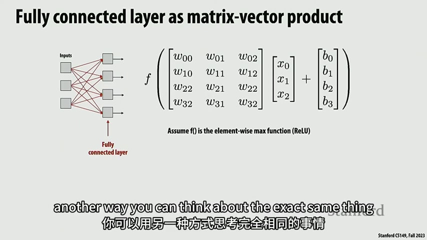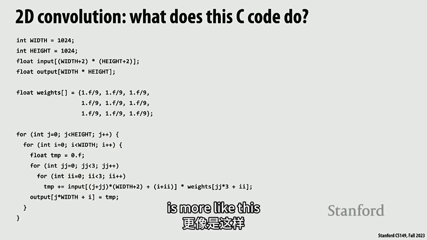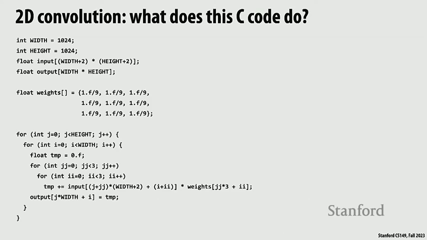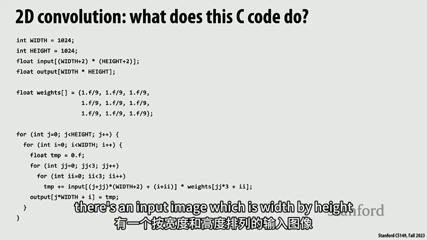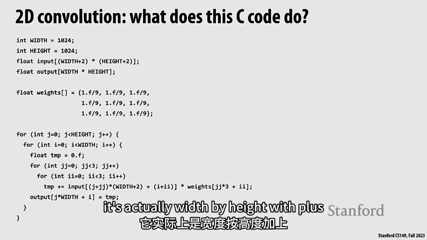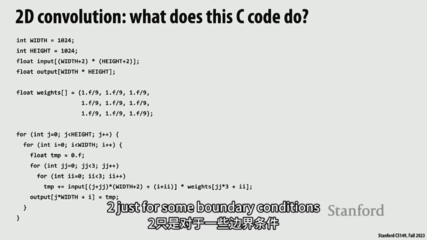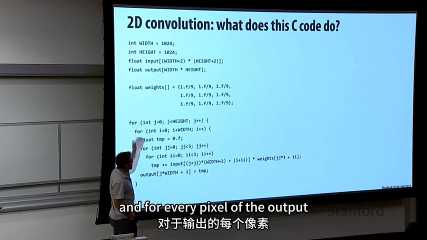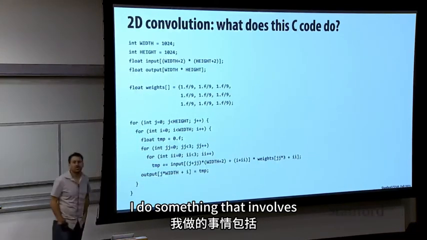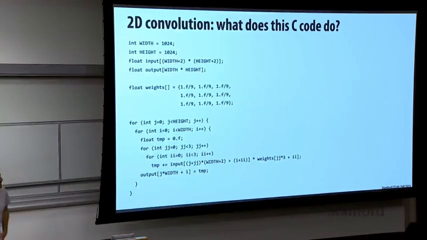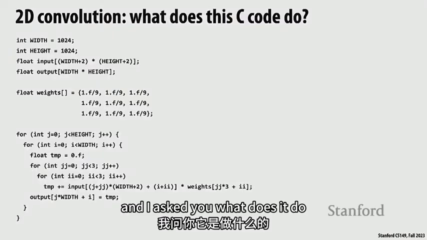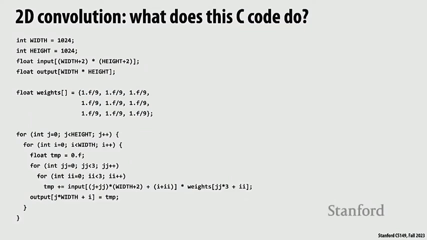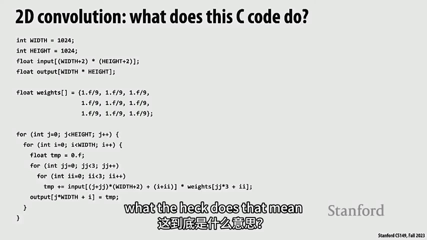Another way you can think about the exact same thing is more like this. This is a convolution. If you look carefully at this C code, there's an input image, which is width by height, actually width by height plus 2, just for boundary conditions. The output is a width by height image. I have these weights, and for every pixel of the output, I do something that involves surrounding pixels of the input. If you take a look at this code and I asked you what it does, some of you might say it performs 2D convolution. And then I turn right back around and ask, well, what the heck does that mean?